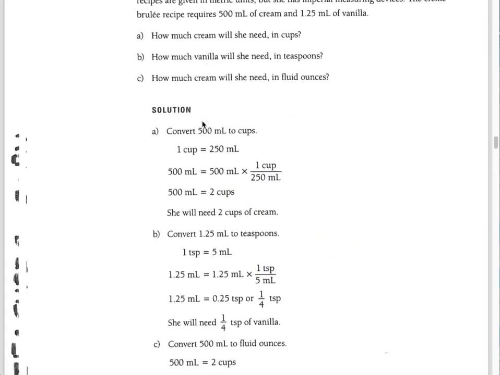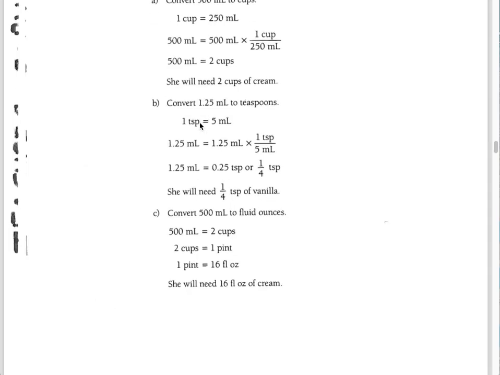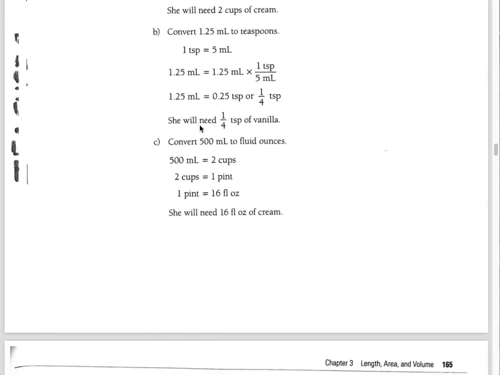Part C is converting the 500 mils into fluid ounces. Again, we need some kind of conversion factors. So we have these two here, this one and this one here. We found that 500 mils was 2 cups in part A. 2 cups, however, is equal to 1 pint, and 1 pint is equal to 16 fluid ounces. So she actually ends up having 16 fluid ounces.